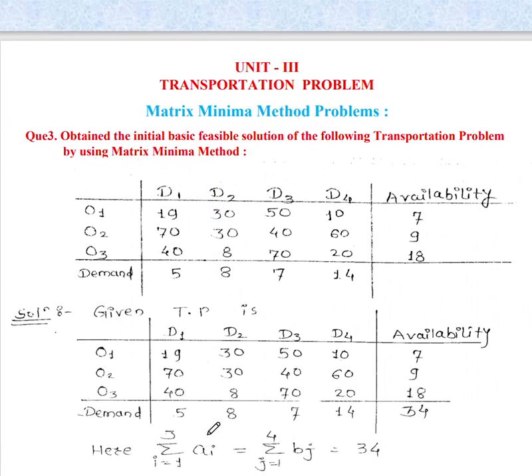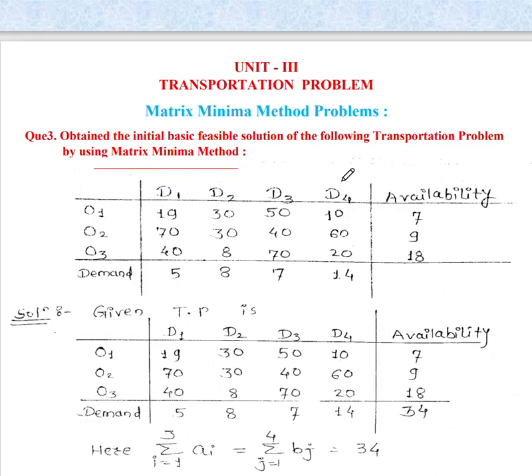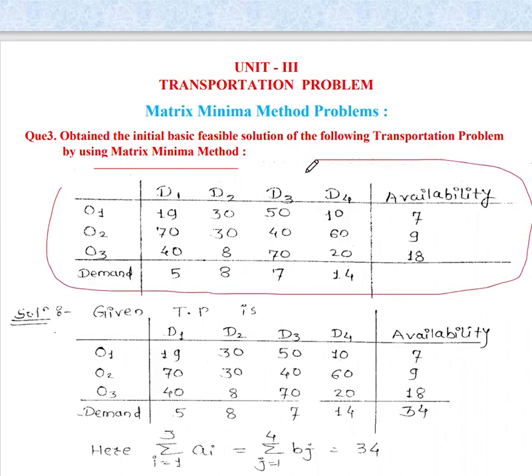The next example is: obtain the initial basic feasible solution of the following transportation problem by using the matrix minima method. This is the transportation table, and we have to find the initial basic feasible solution of it. Here the origins are O1, O2, O3 with availability 7, 9, 18, and D1, D2, D3, D4 are the destinations with demand 5, 8, 7, 14.